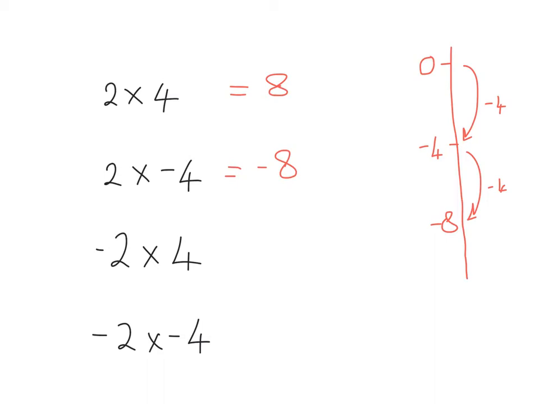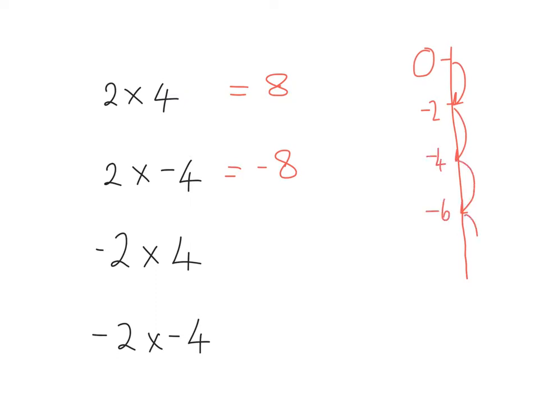So what if I did negative 2 times 4? Again, I can do my number line. Start at 0, do one lot of negative 2, and we're going to do that 4 times. So my answer is negative 8.